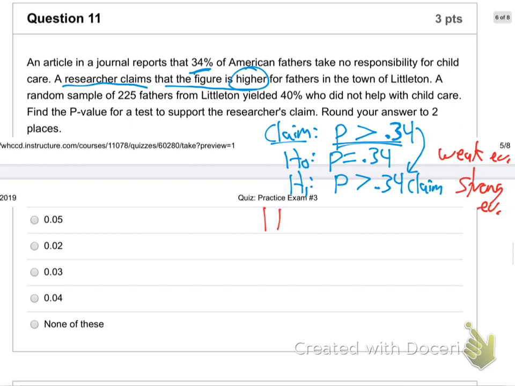So we'll do that. 1-prop Z test. And the 1-prop Z test, we choose P0, X, and N. So what's P0? 0.34. We always get it from the right here from the H0. And the X is what?